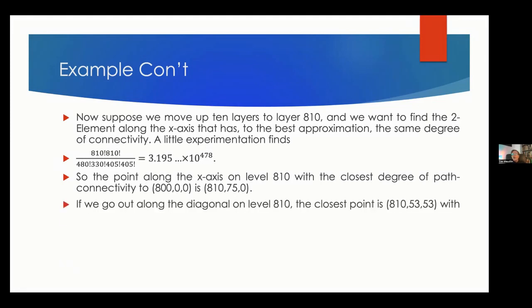What if I go out along the diagonal? So instead of going out along x, I go equally along x and y. The nearest point is at 53 out, and that gives me 3.3 times 10 to the 478. So the points 0, 75 and 53, 53 have about the same path connectivity. And you'll notice that the square of 75 is almost exactly the sum of the squares of 53 and 53. Again, the Euclidean circle is emerging.